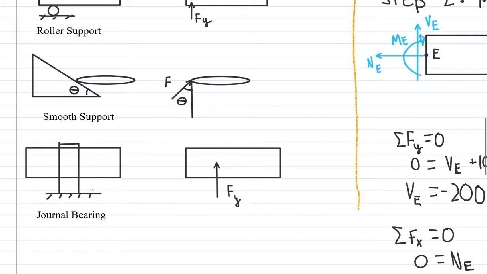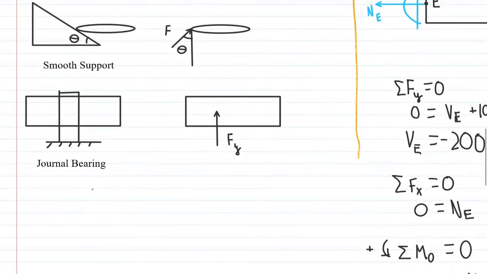And the last connection type is the journal bearing, which is smooth, so it does not resist any horizontal movement. So it will not have a horizontal force, but it does resist vertical movement, so it does have a vertical force, Fy.